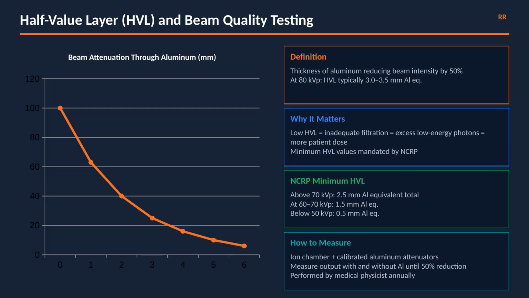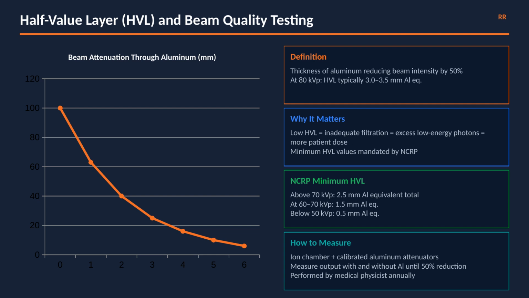The line chart on this slide shows beam intensity falling as aluminum thickness increases. The point where intensity reaches 50% of the original value is the HVL. The half-value layer, measured in millimeters of aluminum. HVL definition, the thickness of aluminum that reduces beam intensity by exactly 50%. At 80 kVp, the HVL is typically 3.0 to 3.5 millimeters aluminum equivalent in a properly filtered beam.